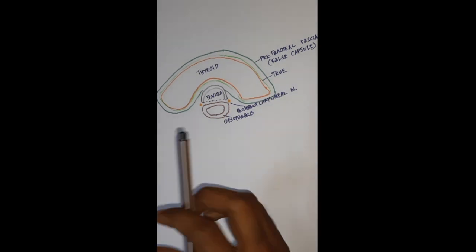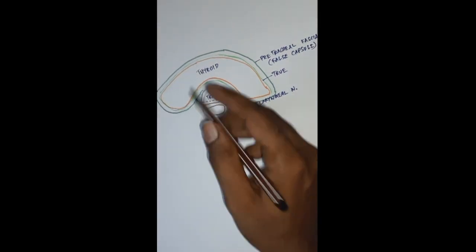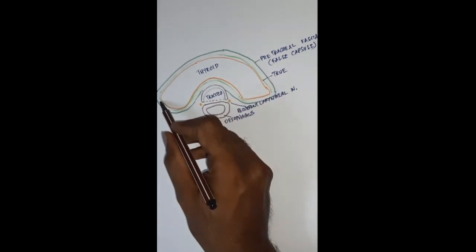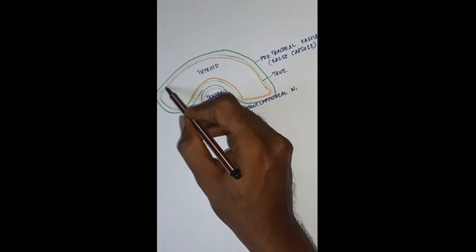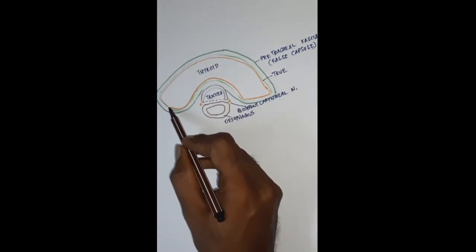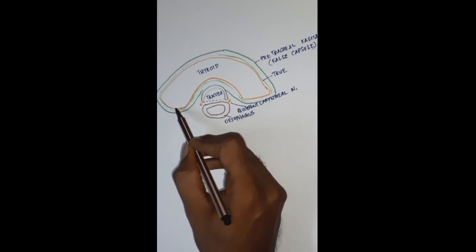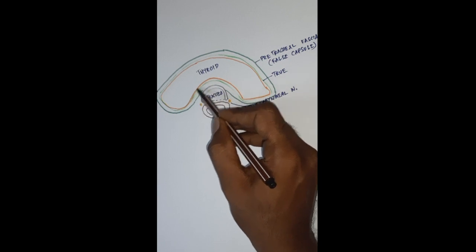So now a few relations. We are going to take up the posterior medial surface. So this surface that I'm going to see is the posterior medial surface. This is the posterior lateral or the lateral surface. This is the lateral or the superficial surface, and this one is the medial surface.